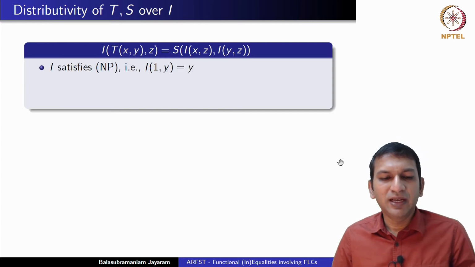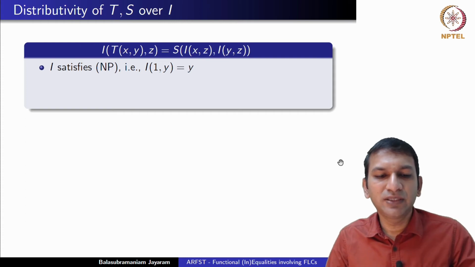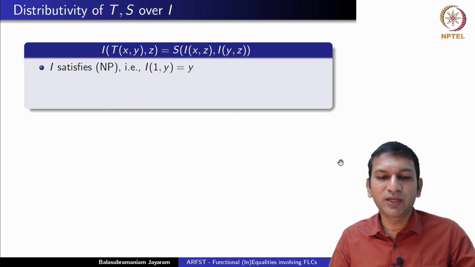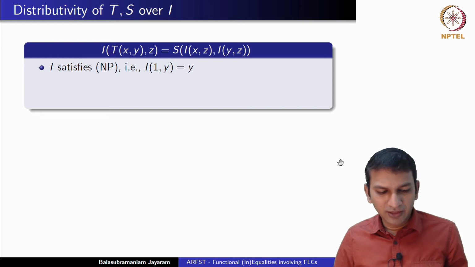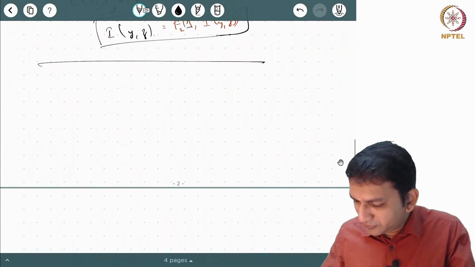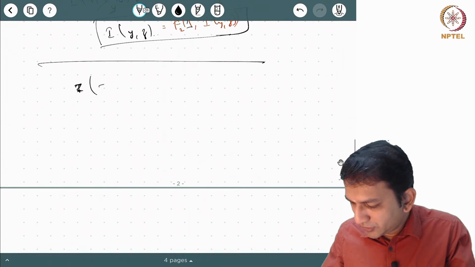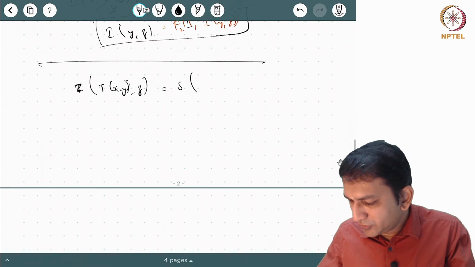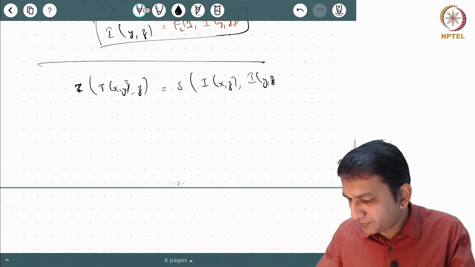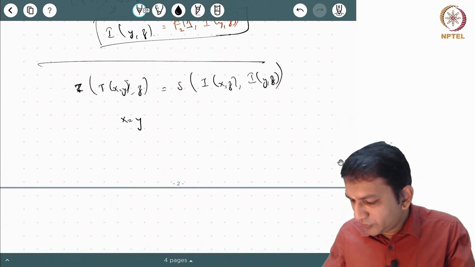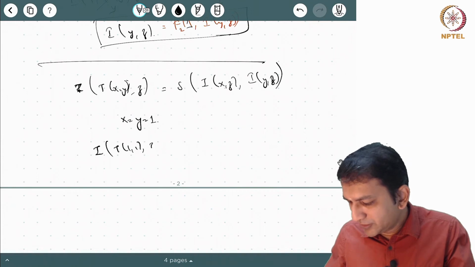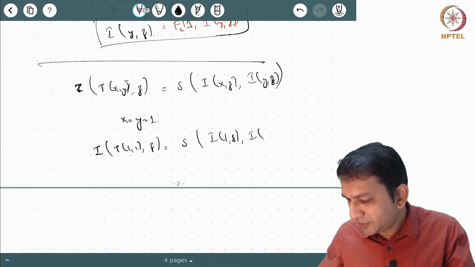So to begin with, let's assume that I satisfies the neutrality property. That means I of 1 comma y is y. Now, let's take this equation: I of T(x,y) comma z is equal to S of I(x,z) and I(y,z). Now, if you take x equal to y equal to 1, then what we have here is I of T(1,1) comma z is equal to S of I(1,z) comma I(1,z).